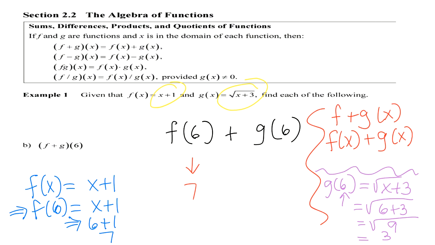So now I have 3 for g of 6. So just add that together. 7 plus 3, get 10. So f plus g of 6 is equal to 10.